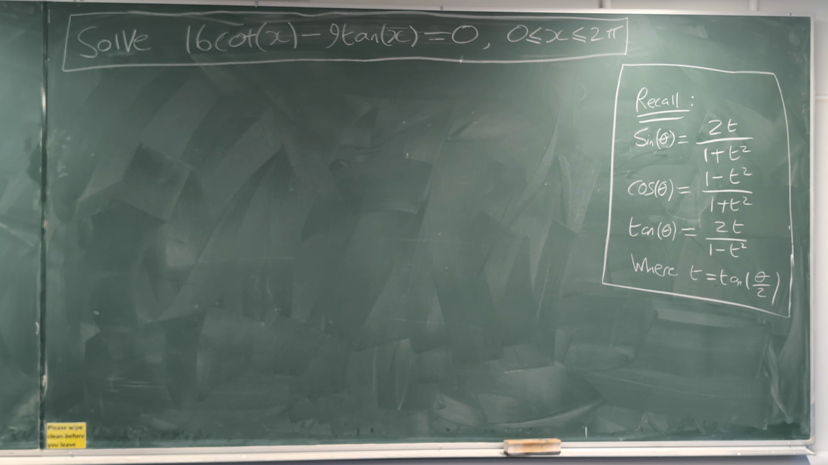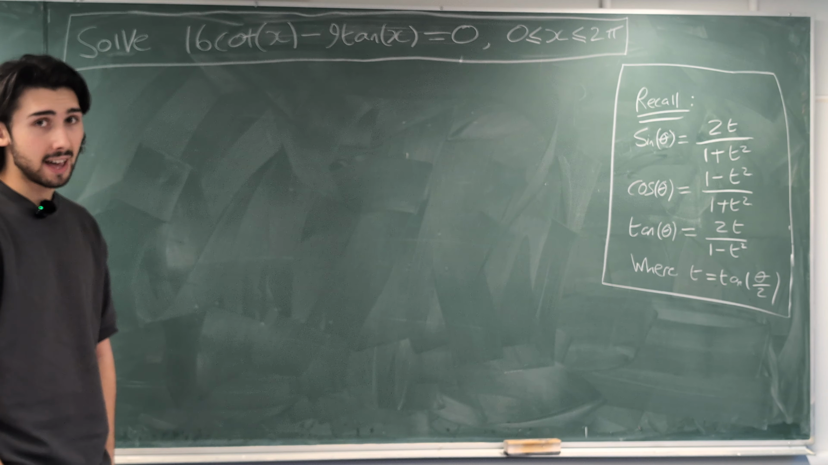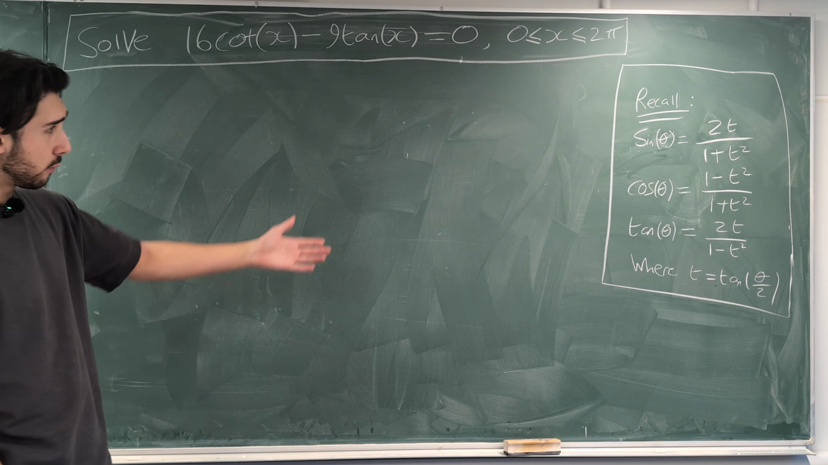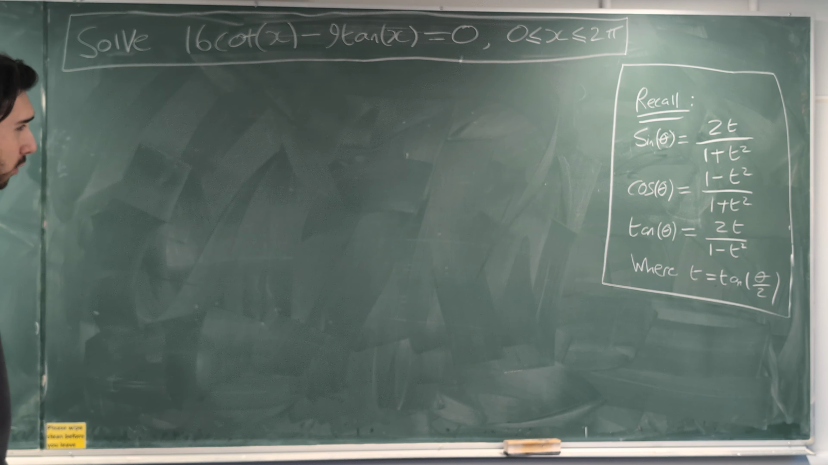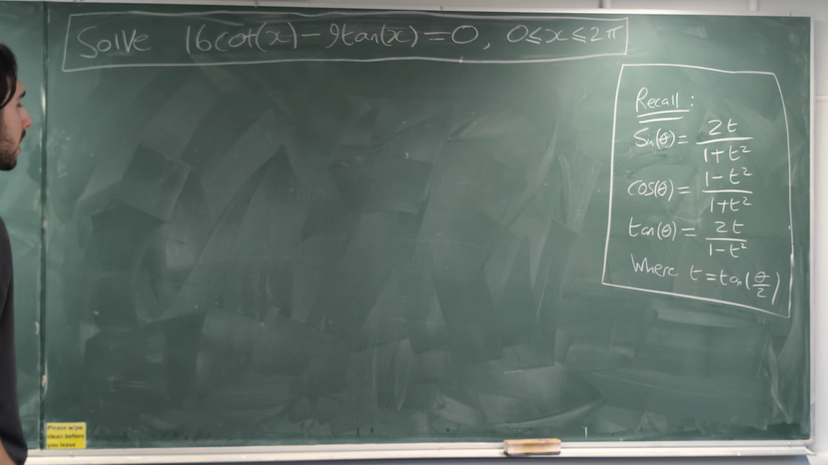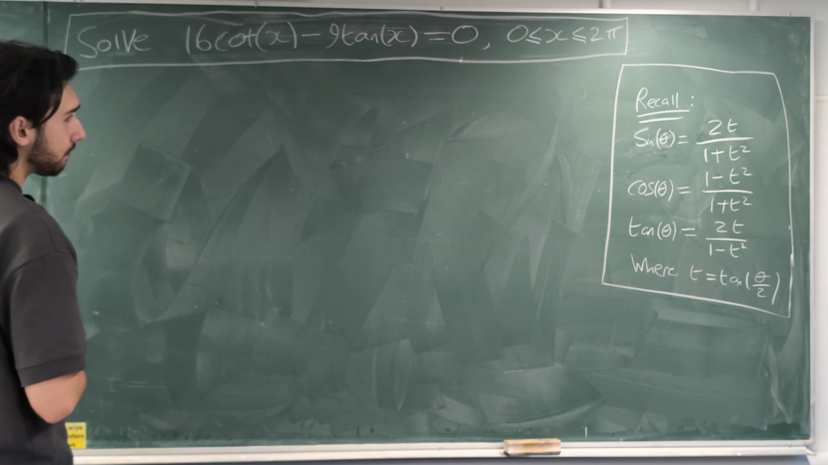So we want to solve the equation 16 cot x minus 9 tan x equals 0 for x between 0 and 2 pi. And all of the t-formulae are written there in terms of theta, but of course it's the same for x. It doesn't matter what symbol we use. So let's just go straight in and have a go at this.